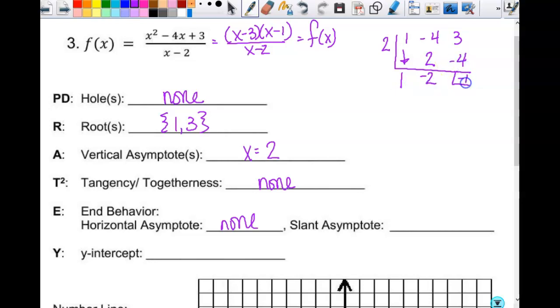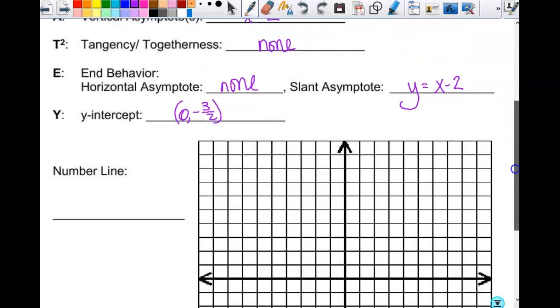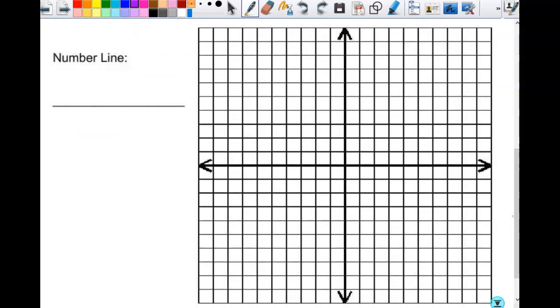-4, my remainder is -1. So that means my slant asymptote is y equals what? X minus 2. And what is my y-intercept? -0, -3/2, right? Okay. So now, I'll rewrite this down here so we can see it. F of x is equal to x minus 3 times x minus 1 over x minus 2.